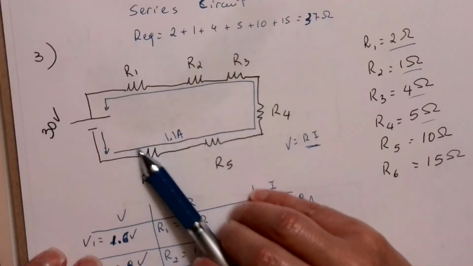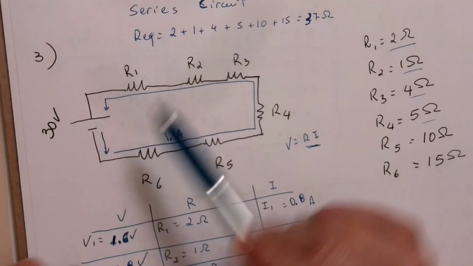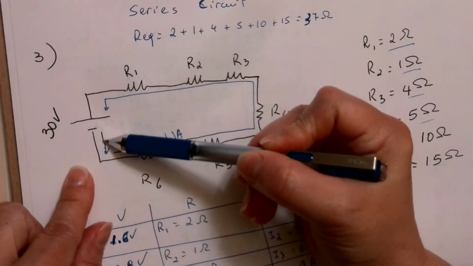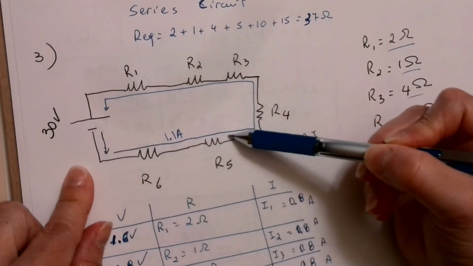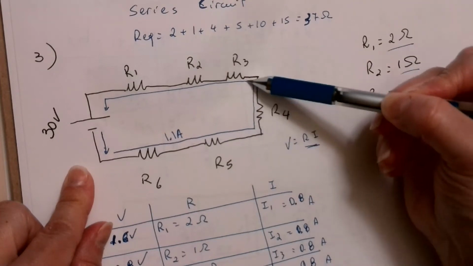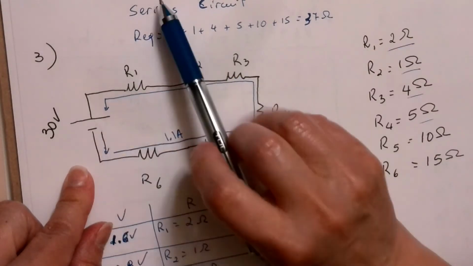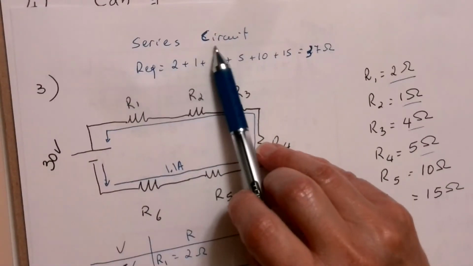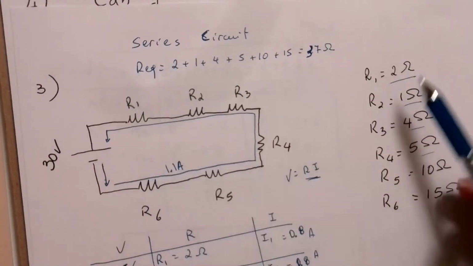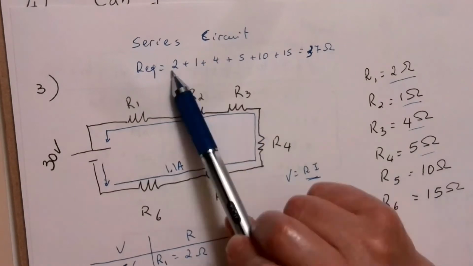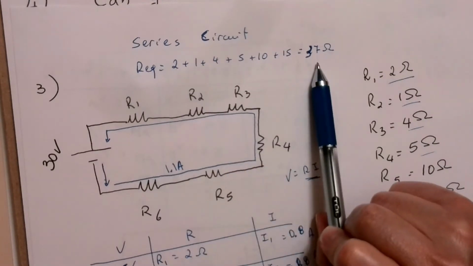Looks like number 3. So here, again, I take the pencil, I start going around the circuit. I never have to branch off. I keep on going without raising the pencil. So this means that this is a series circuit. Series circuit means I just add up every single one of those resistances. I add them up and I have a 37.